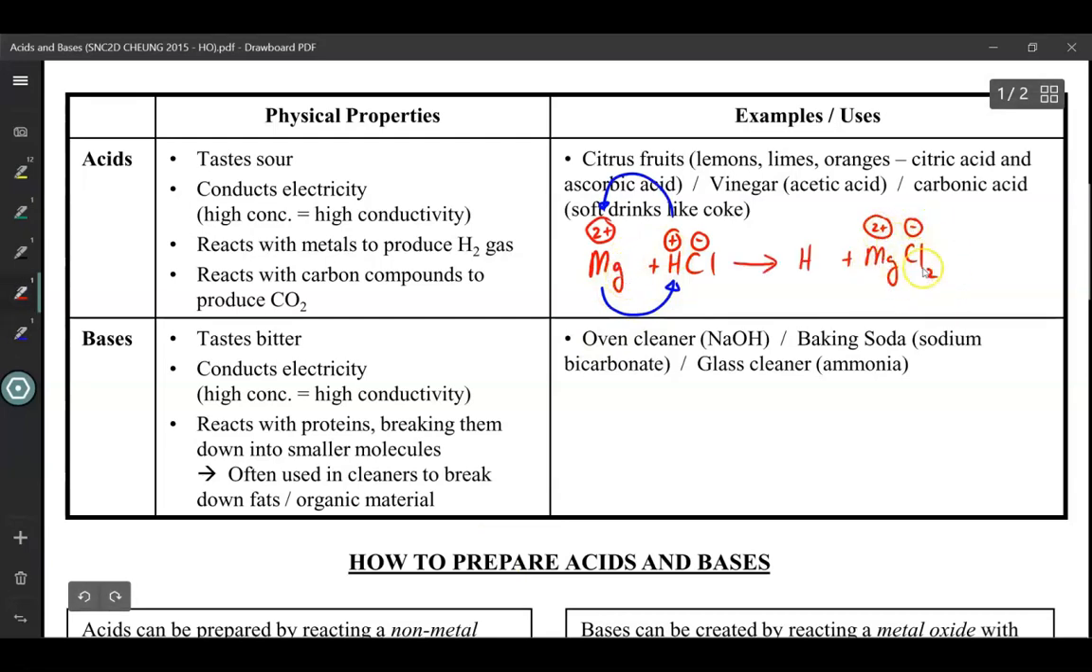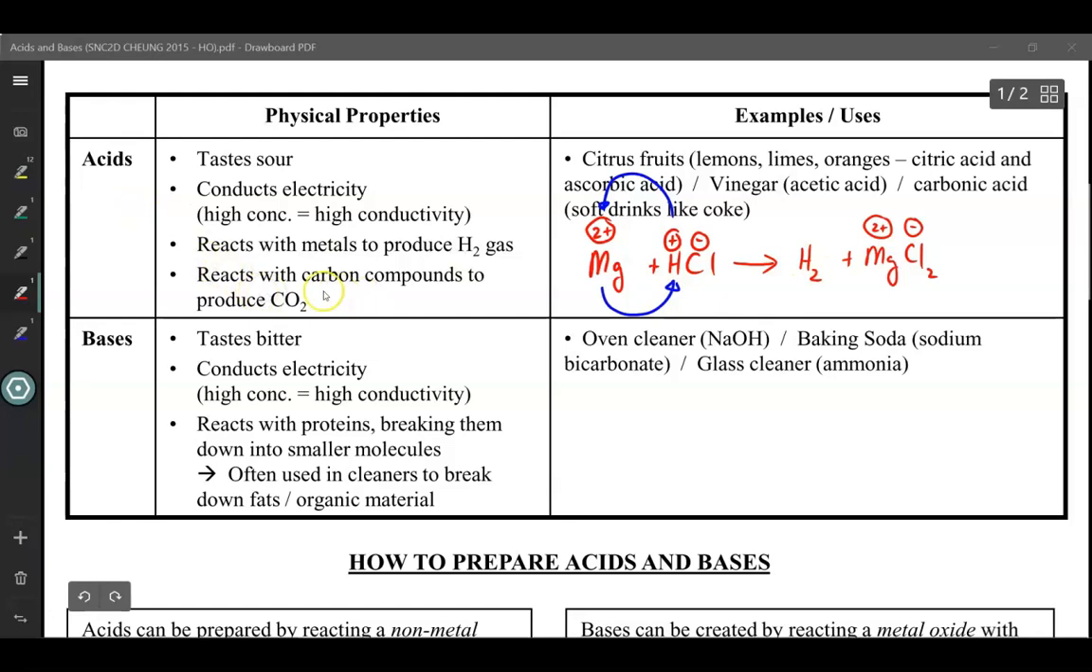Don't forget to zero sum, MgCl2. And of course, hydrogen is not allowed to be by itself because it is diatomic, so don't forget the number 2 subscript here. And that is one way in which acids react with metals to produce hydrogen gas.